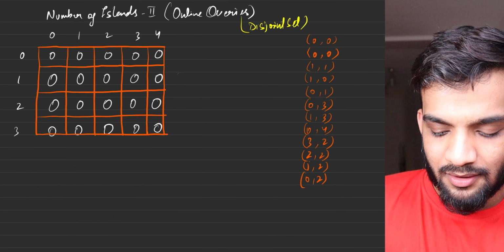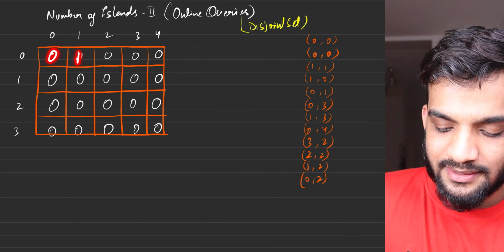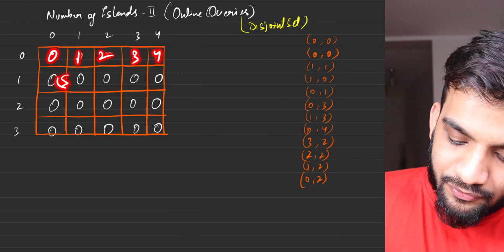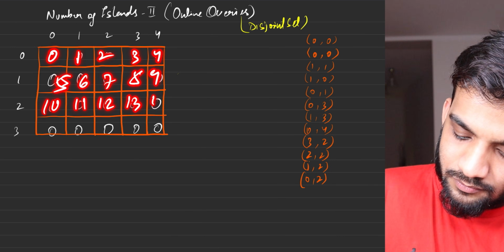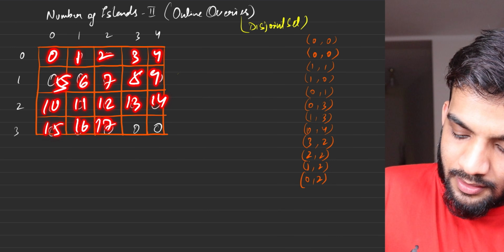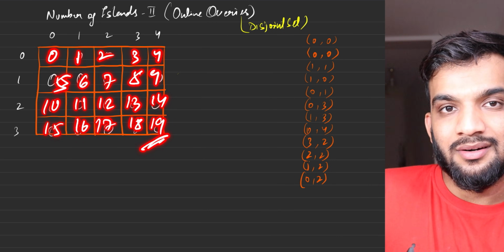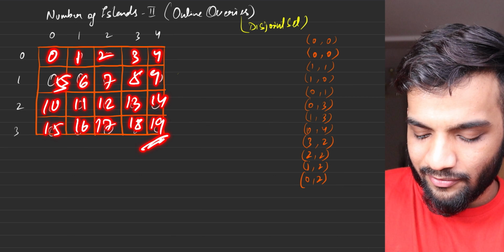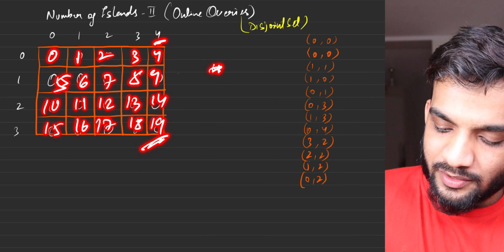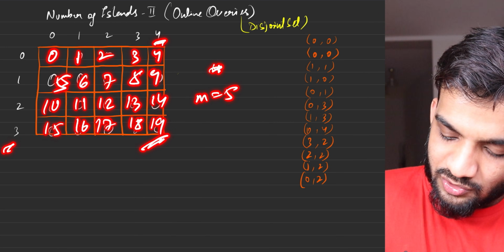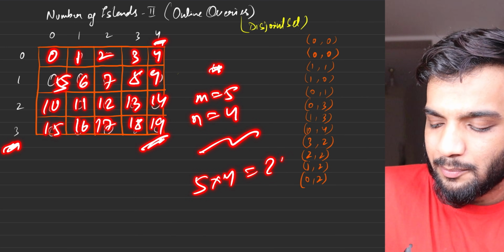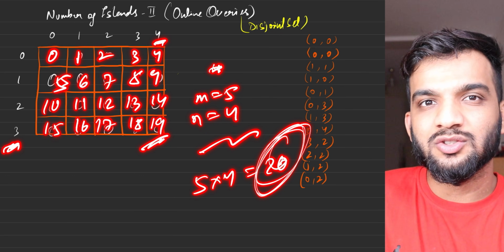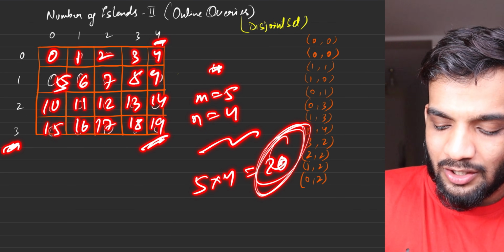So can I say cell 0, cell 1, cell 2, cell 3, cell 5, cell 6, cell 7, cell 8, cell 9, 10, 11, 12. Can I say I can go on till 19, which is kind of like 4. This was 4, which is m equal to 5. This was 3, n equal to 4. 5 into 4, like we need 20 positions because 0 to 19 is 20 positions. Can I say it's like n cross m?